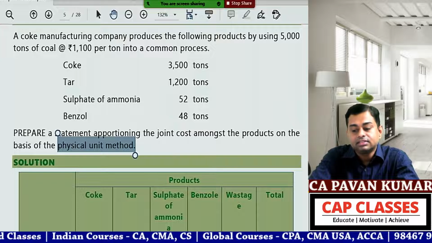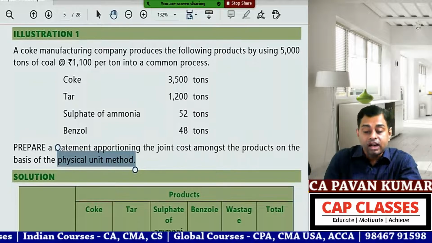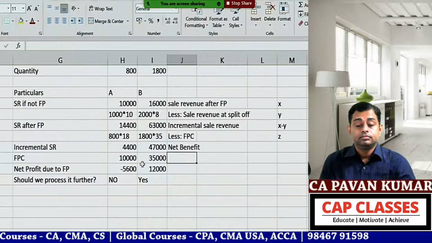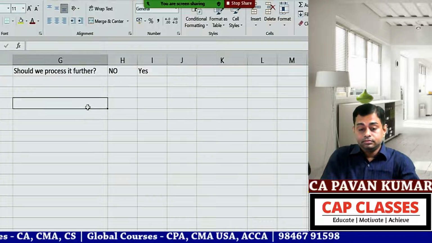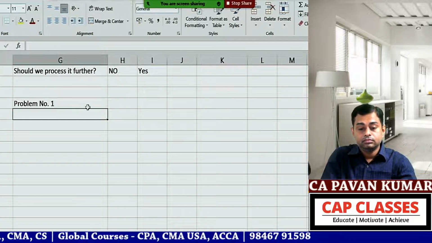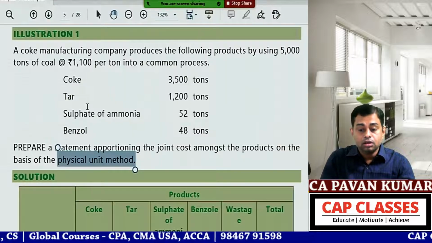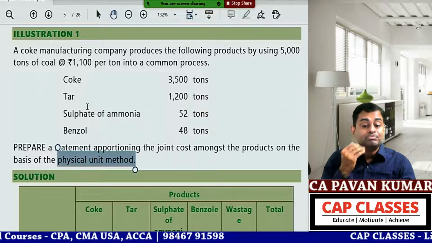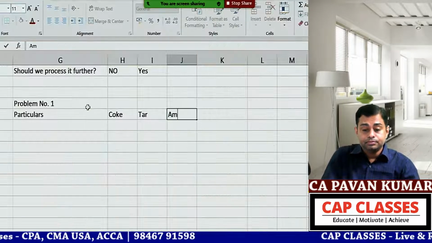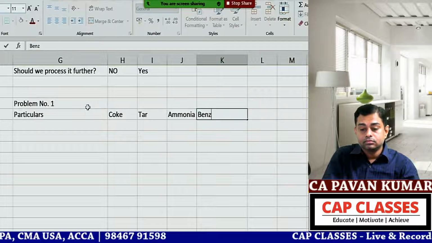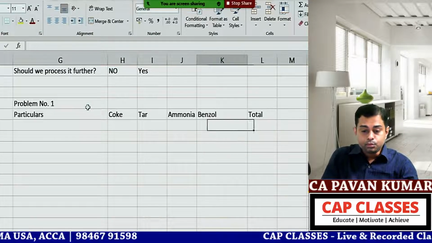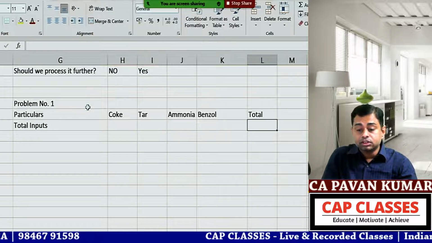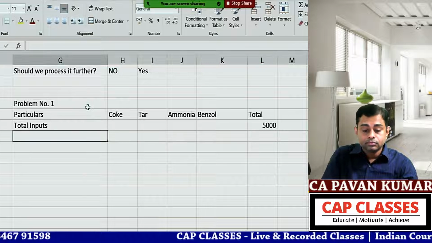Yes. So now put the heading, Problem number 1. Particulars: coke, tar, ammonia sulfate, benzol. Total. Inputs. So I'm putting 5,000 here. Output.